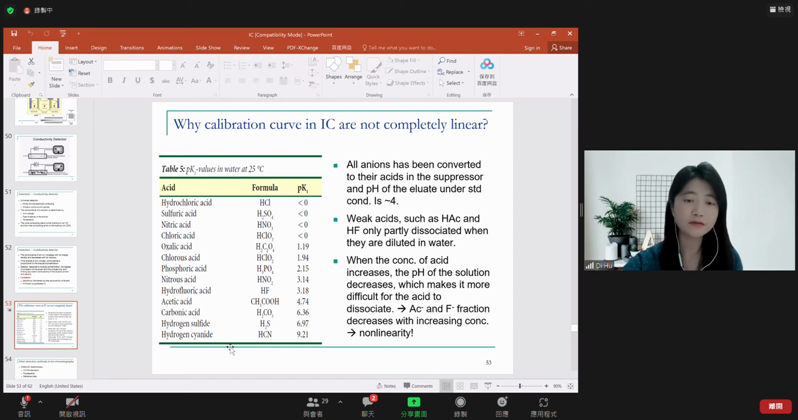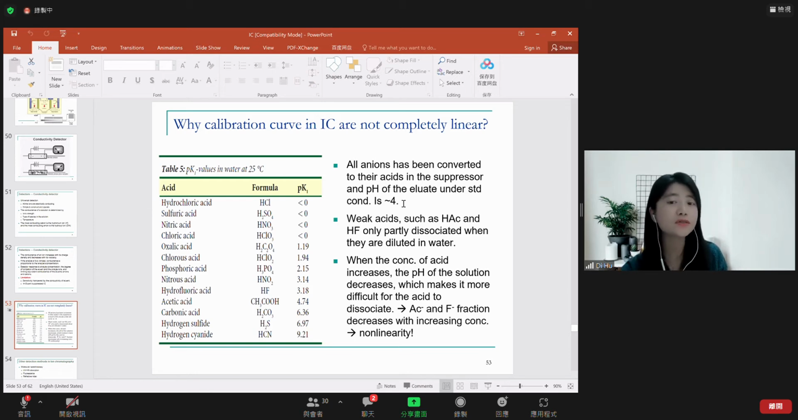We said that for this one, only less than 20% of the acetic acid can be dissociated under the pH equal to 4 condition. So that's the reason. It is partially dissociated, and when it has even higher concentration, the solution gets even more acidic and even more difficult for it to dissociate. If it is not fully dissociated, that influences the conductivity response to its concentration, because the ions are what is conductive. We want the ionic form, not the neutral form.